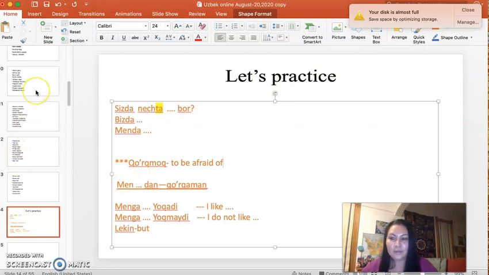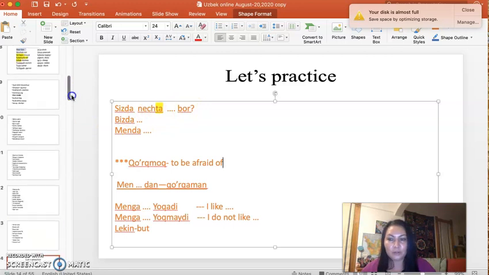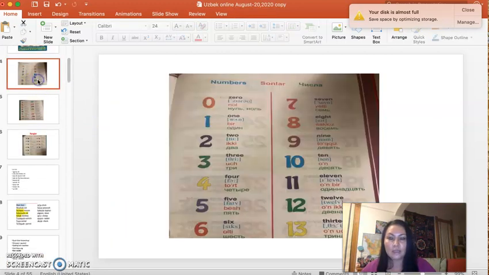For example, sizda nechta quyon bor? Menda, or on behalf of the family, bizda beshta quyon bor. Remember our numbers? Bizda 9-ta quyon bor. Bizda 6-ta quyon bor. Bizda 1-ta quyon bor.